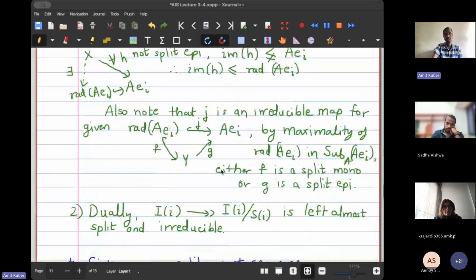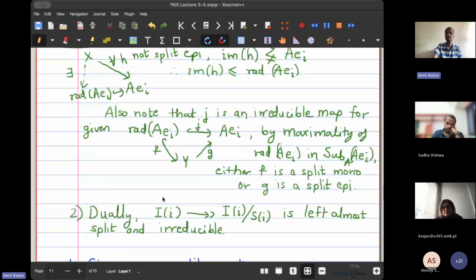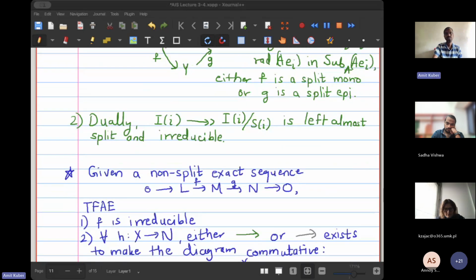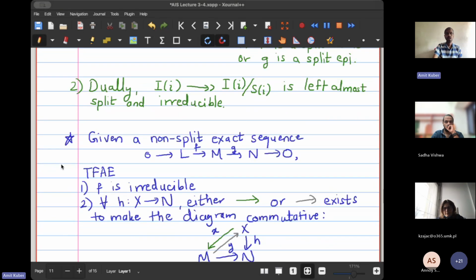The same example works. And dually, if you take an injective module and quotient out by the corresponding simple module, which is the dual of taking the radical, it's the co-kernel of that inclusion from SI to II. This is a left almost split map and also irreducible. This is just the dual proof. Our whole theory is self-dual. That's the beauty of this whole thing, that projectives go to injectives, injectives go to projectives. You just have to reverse the direction of arrows.